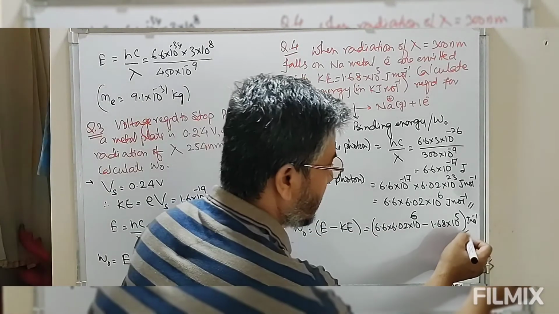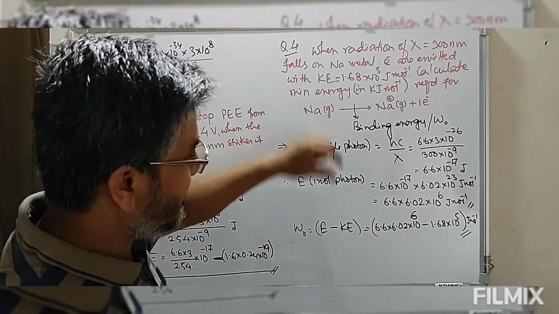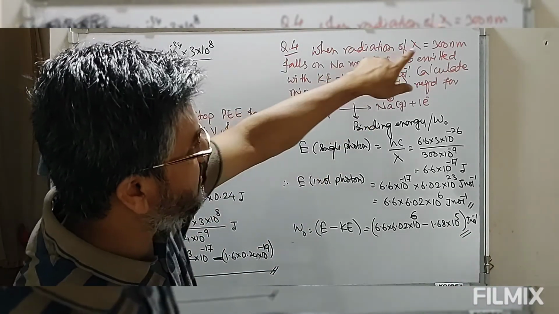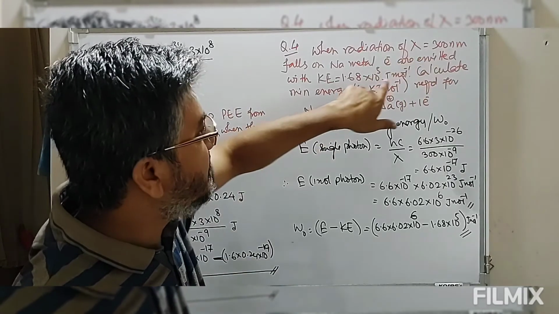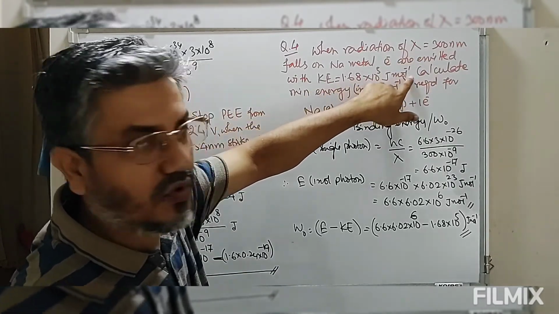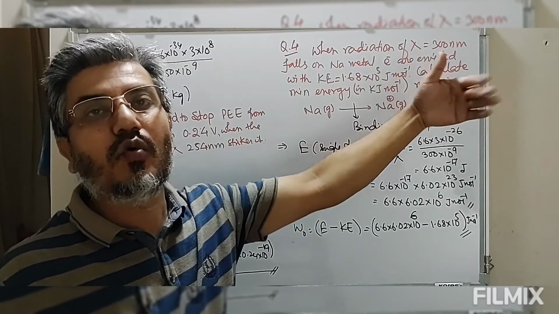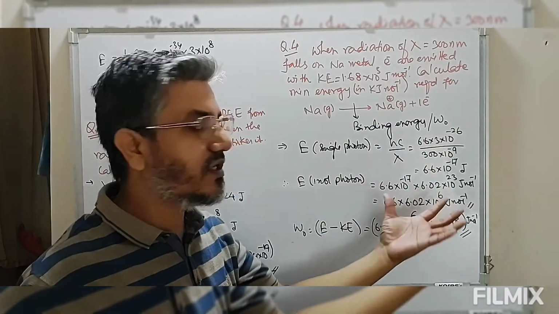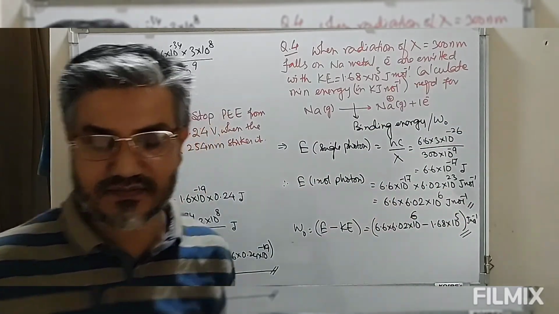So now look at this. Why am I giving this example? Because look at this, this is the energy of a single photon, but the kinetic energy is given per mole. So we have to convert for 1 mole of photons. Only then can we do this addition and subtraction here.